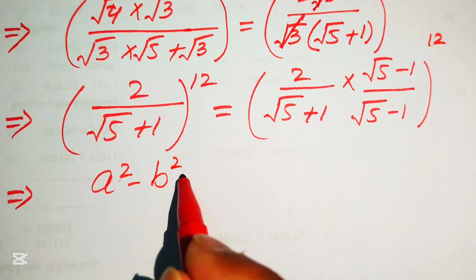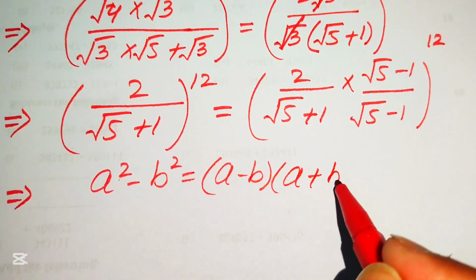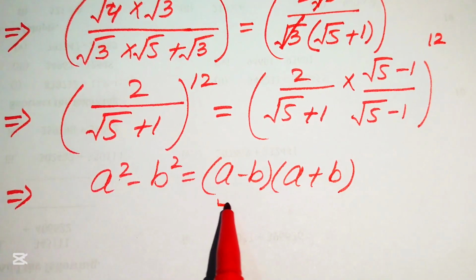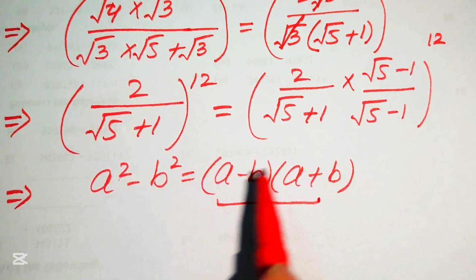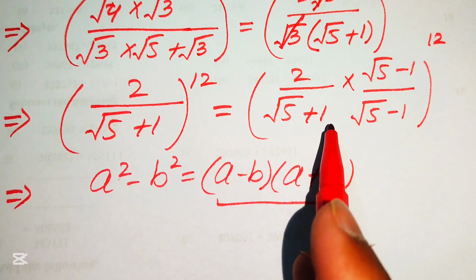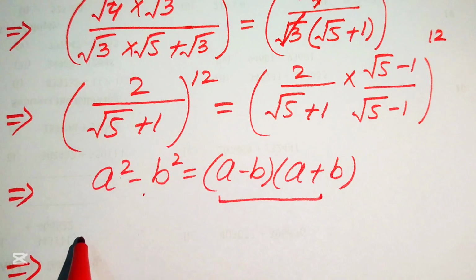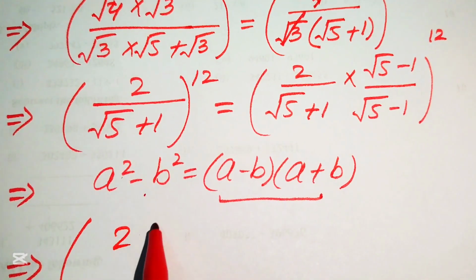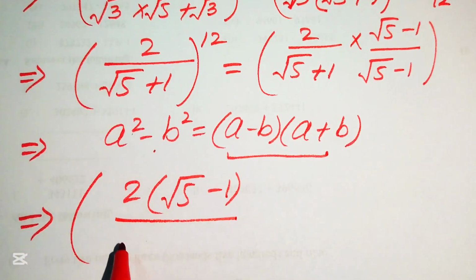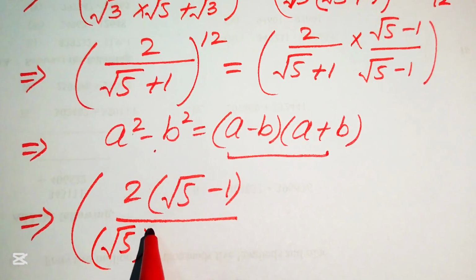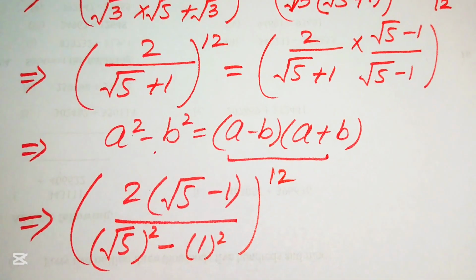If you have a square minus b square, it equals a minus b times a plus b. According to this, we need to combine these factors and write them in this form. Here our a is the square root of 5 and b is 1. So when you combine these two factors, it will be written as 2 times the square root of 5 minus 1 divided by the square root of 5 whole square minus 1 square, and its exponent is 12.